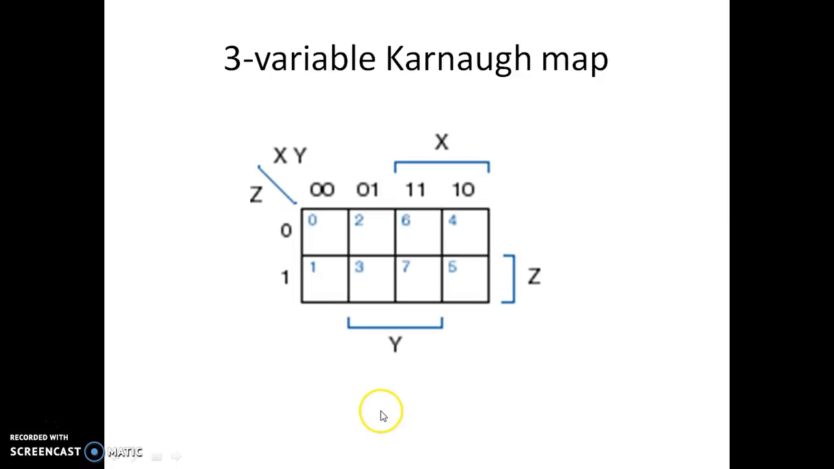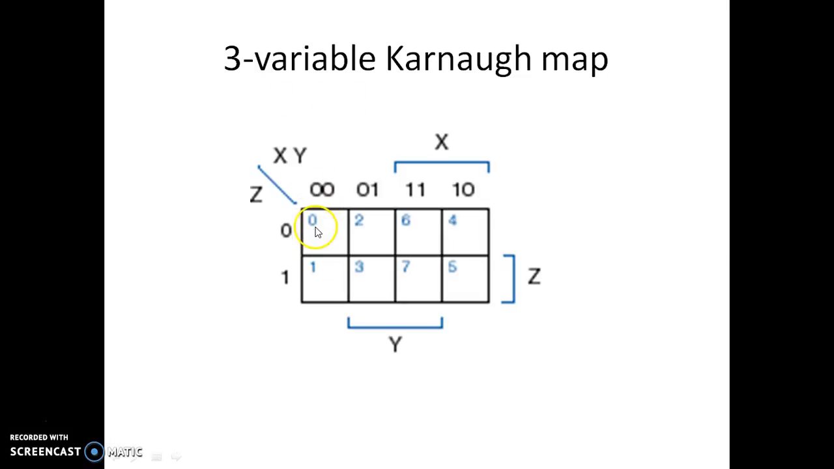Now this is the three variable K-map. This is the way of representing the three variable K-map. So here is the representation of the numbers from 0 to 7, as this is the three variable K-map. So the possible combinations are 0 to 7, that means total combinations are 8.